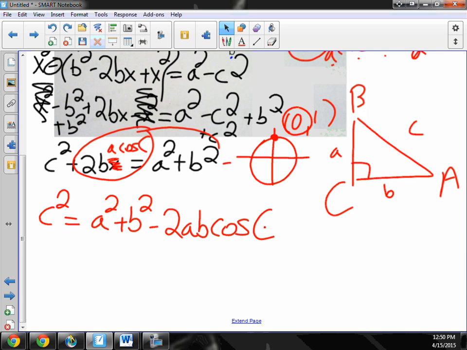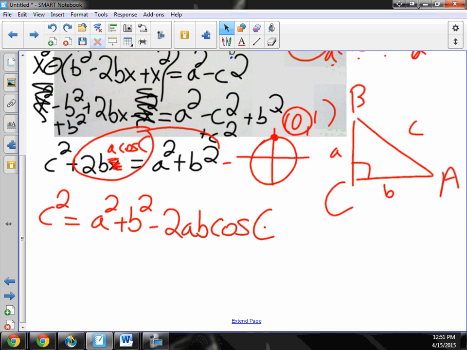So the law of sines uses 2 angles and 2 sides. What does the law of cosines use? Close. All 3 sides and 1 angle. We have little a, little b, little c, and 1 angle.